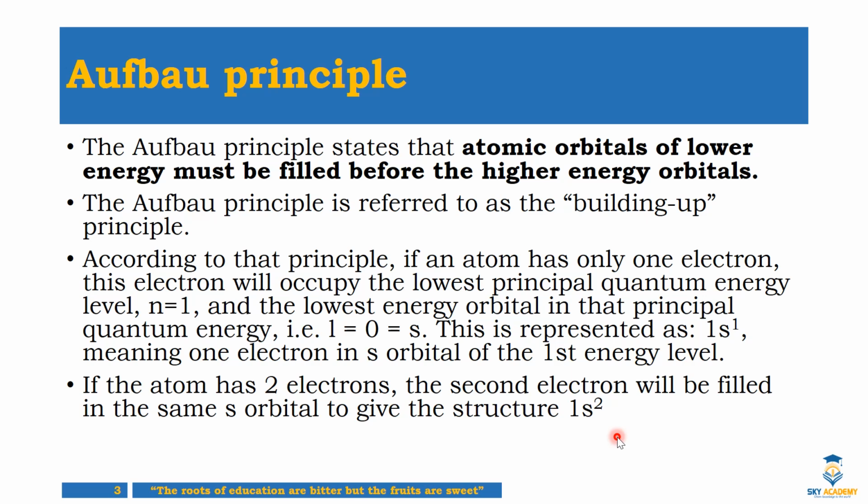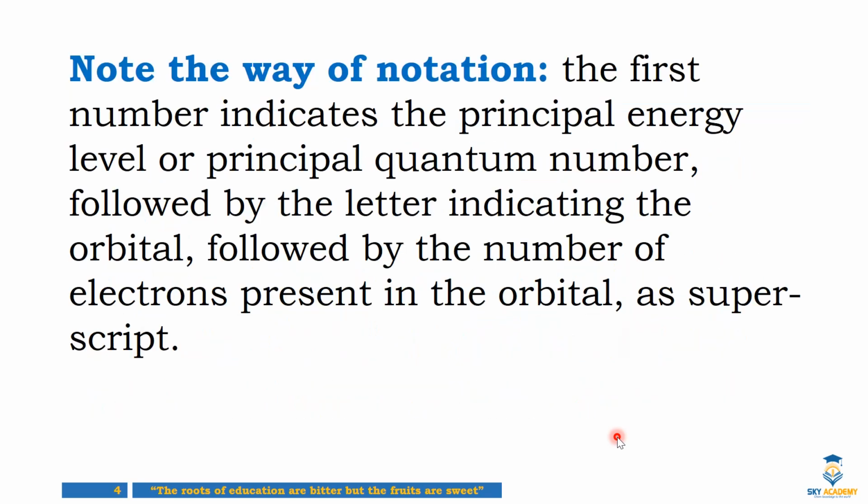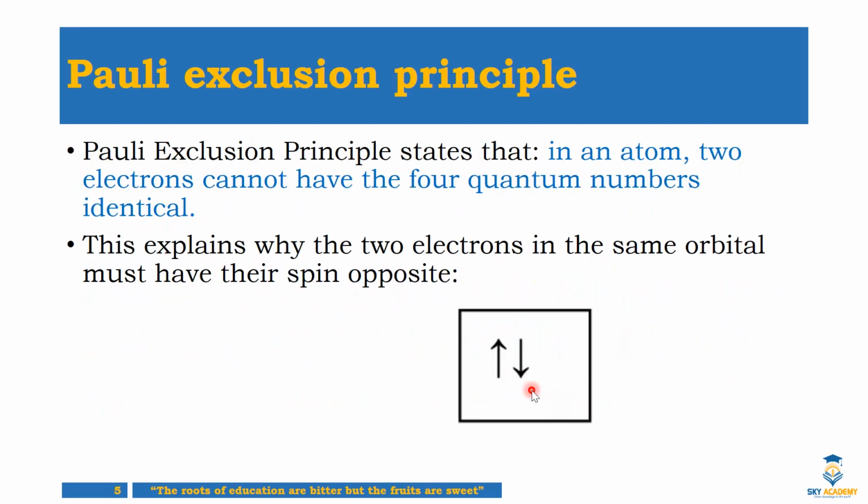For example, the spin quantum number shows if the electron is spinning up or spinning down. The spin quantum number shows two opposite directions, up or down, +1/2 or -1/2. If it is +1/2, it means it is spinning up. If it is -1/2, it means it is spinning down.